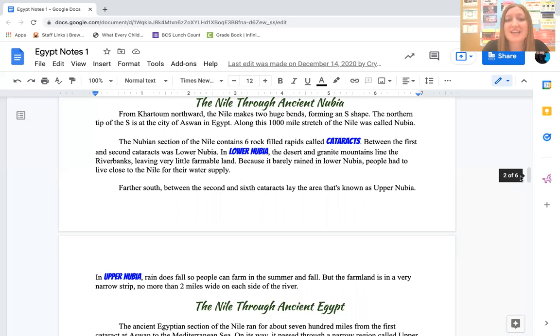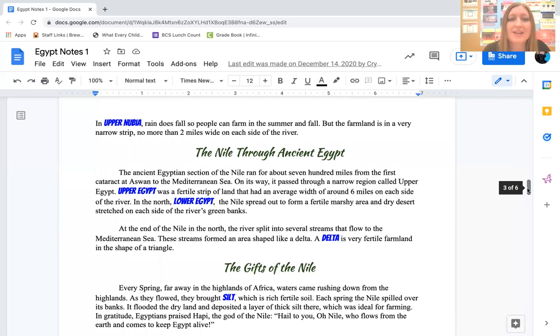Further south, between the second and sixth cataracts lay the area known as Upper Nubia, which is below Lower Nubia, right? In Upper Nubia, rain does fall, so people can farm in the summer and fall. But the farmland is in a very narrow strip, no more than 2 miles wide on either side of the river. So the people were very packed in and condensed. Like they couldn't leave that farmland, right? Because they need it to survive so that they have food. So just definitely a different geographical setup.